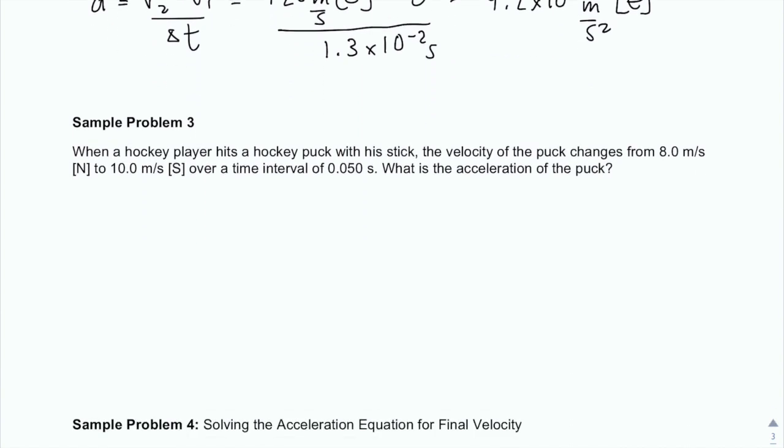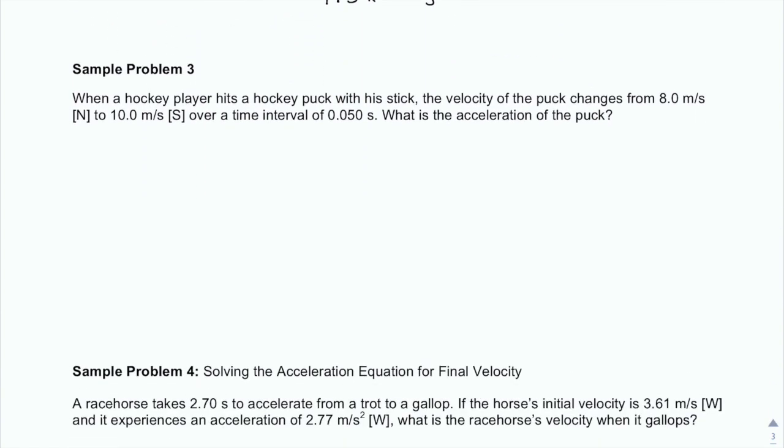When a hockey player hits a hockey puck with his stick, the velocity of the puck changes from 8 meters per second north to 10 meters per second south over a time interval of 0.050 seconds. What is the acceleration of the puck? Let's write down what's given.